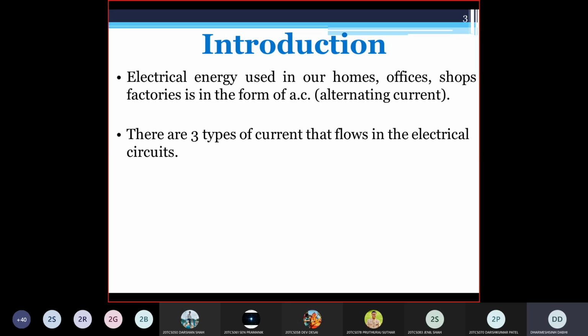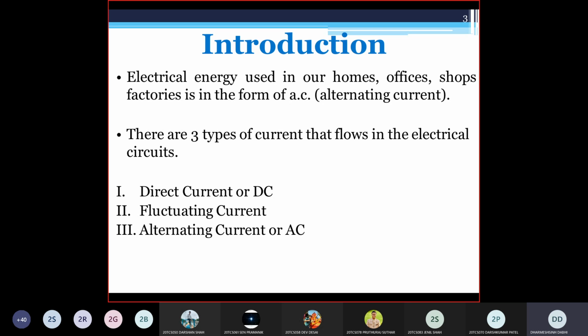So let's start this chapter. As we know, there are three types of waveforms. One is direct current, which remains constant with respect to time. Another is fluctuating current. So what is fluctuating current? The value of current that changes with respect to time.